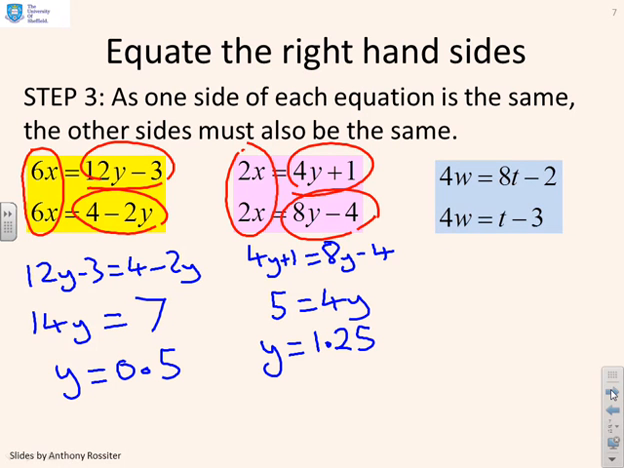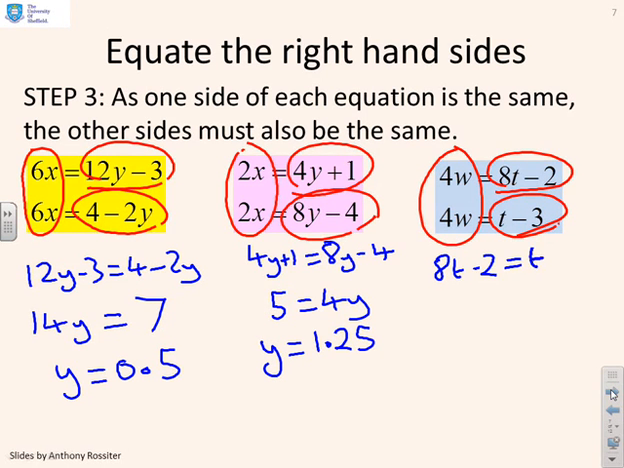And for the last example, again, you see I've got 4 w's on the left, so this term must equal this term, and if I solve that, I get 8t minus 2 equals t minus 3, which gives me 7t equals minus 1, which gives me t equals minus 1 over 7.